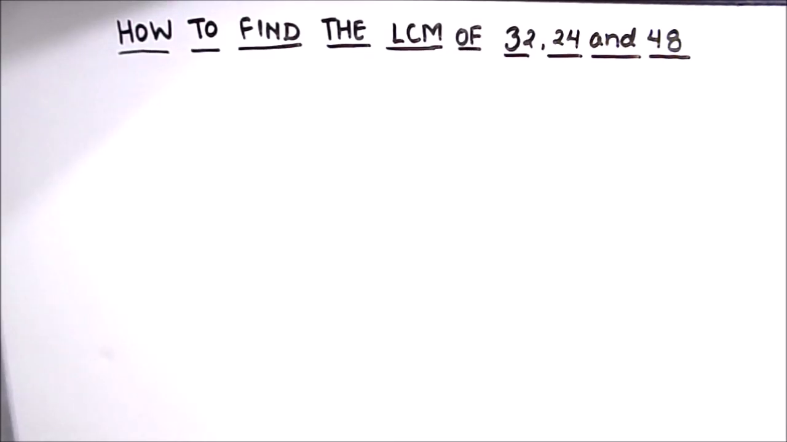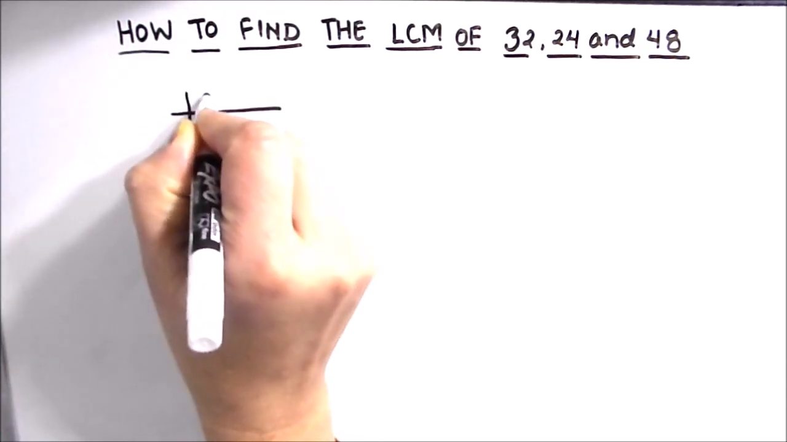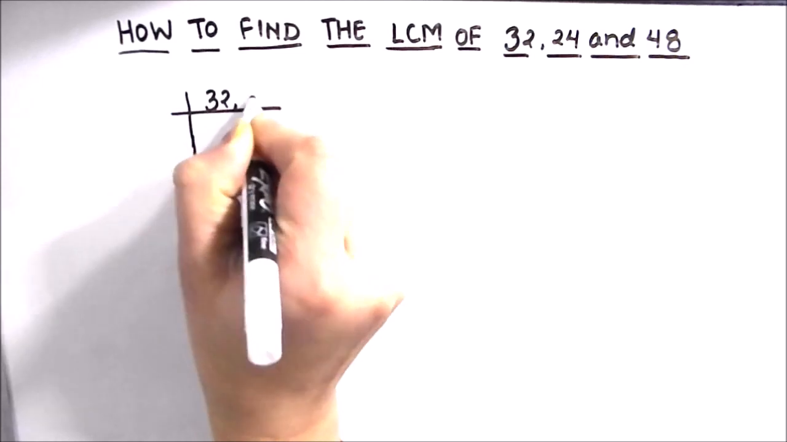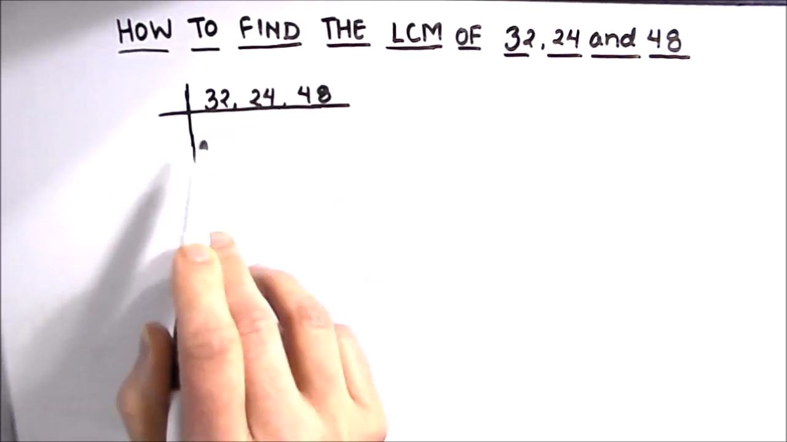Hello students, in this video we are going to learn how to find the LCM of 32, 24 and 48. We will be using the prime factorization method for finding the LCM of the three numbers. In prime factorization method we divide the number using prime numbers. So we are going to find the LCM using a single ladder method.